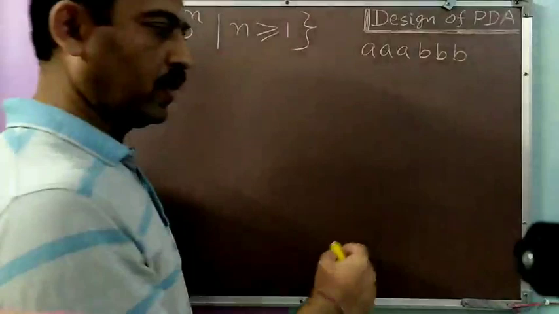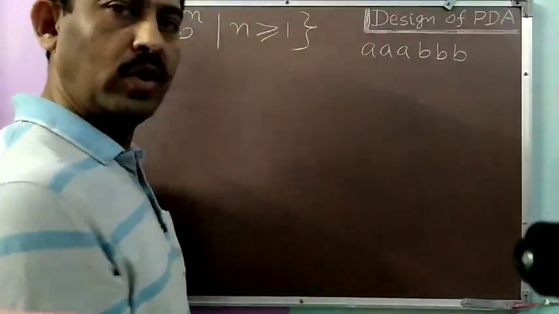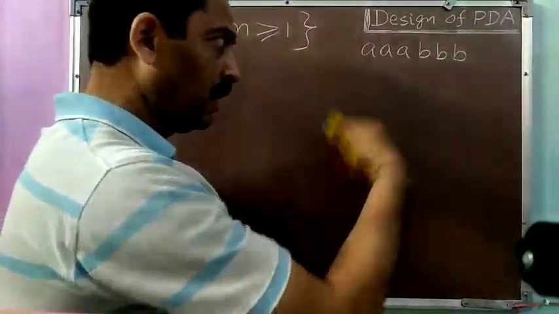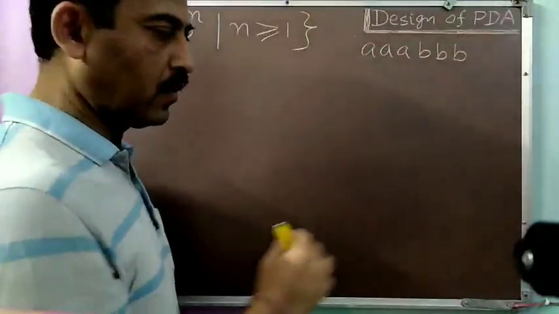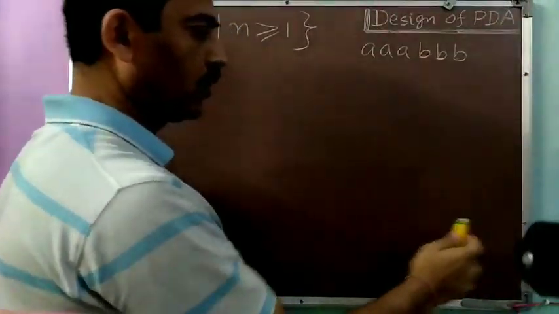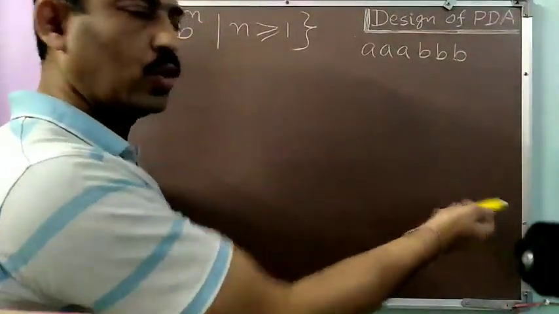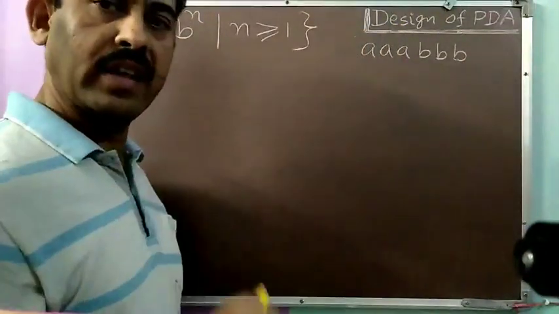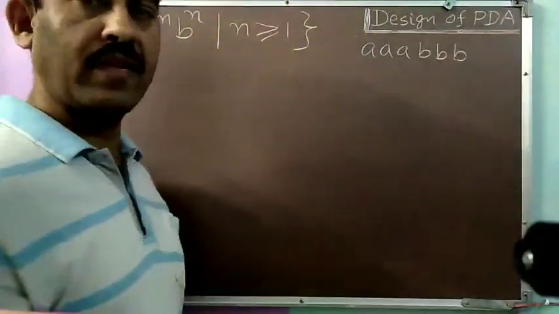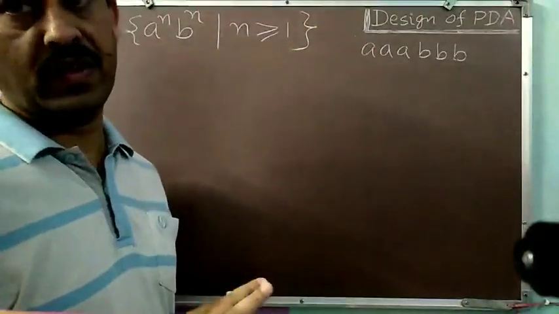Initially, because we start our pushdown store with Z0, if the number of A's and number of B's are equal, ultimately on the pushdown store we will find only the Z0. If we reach such a situation, then we can declare that we are successful. So in this manner we can process our string.